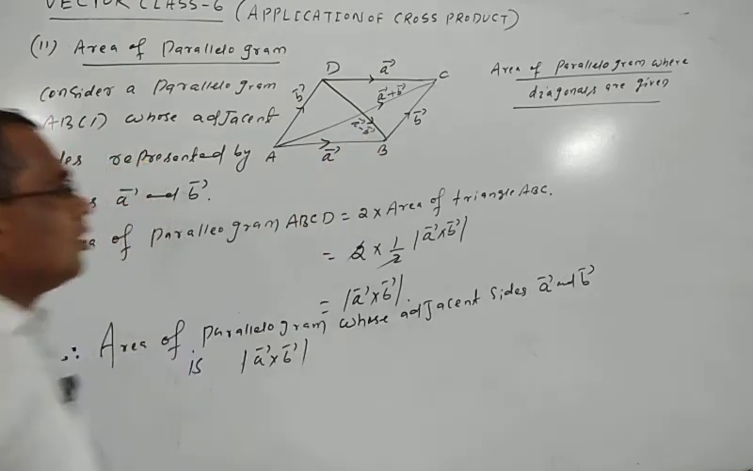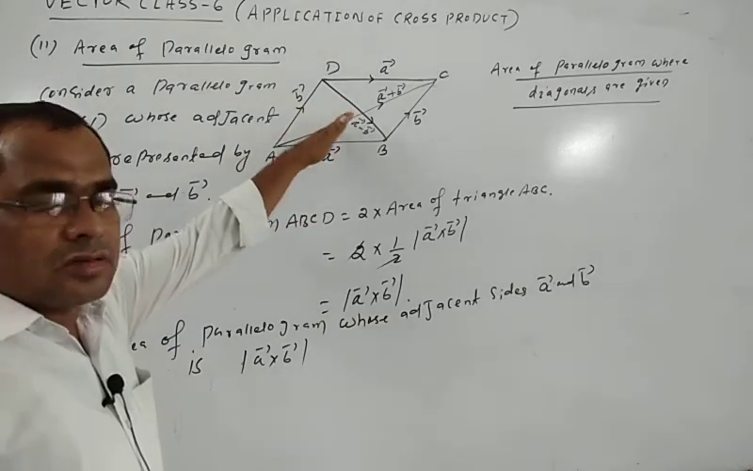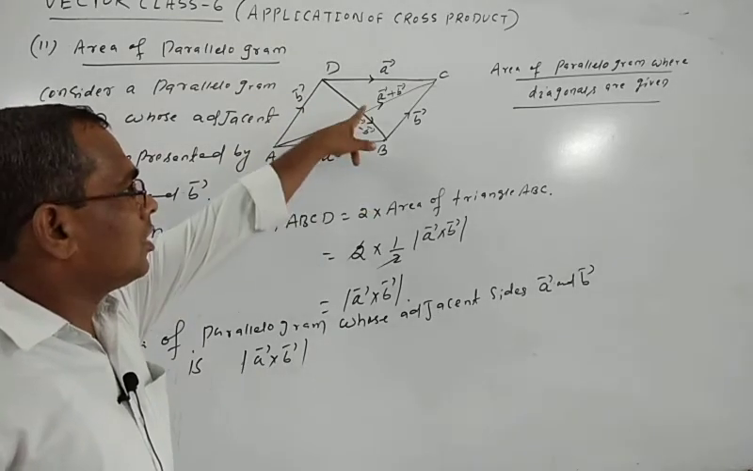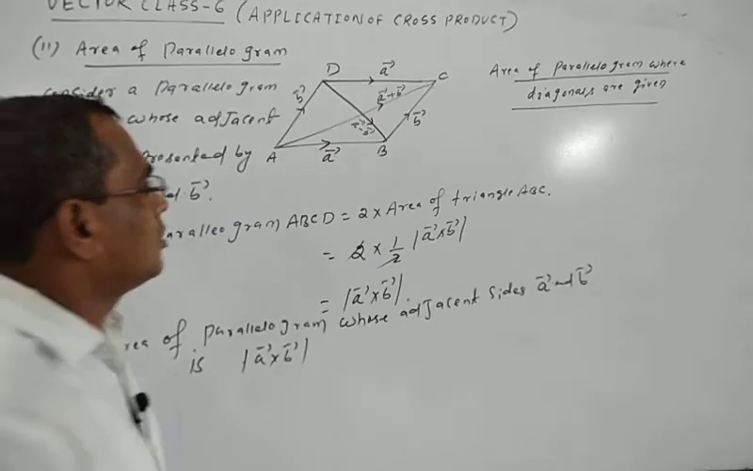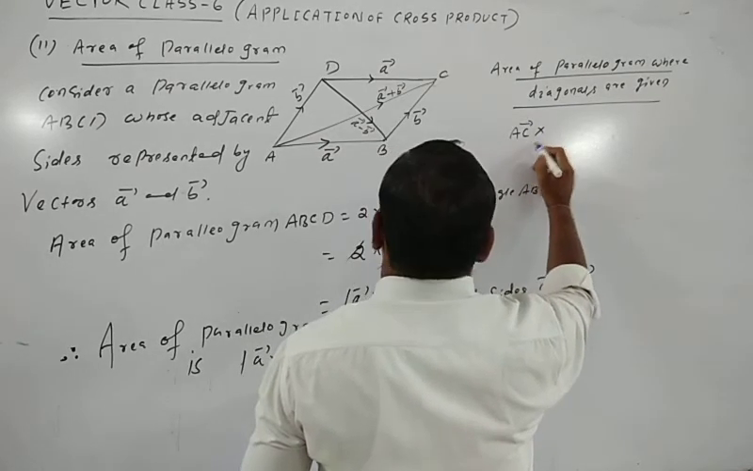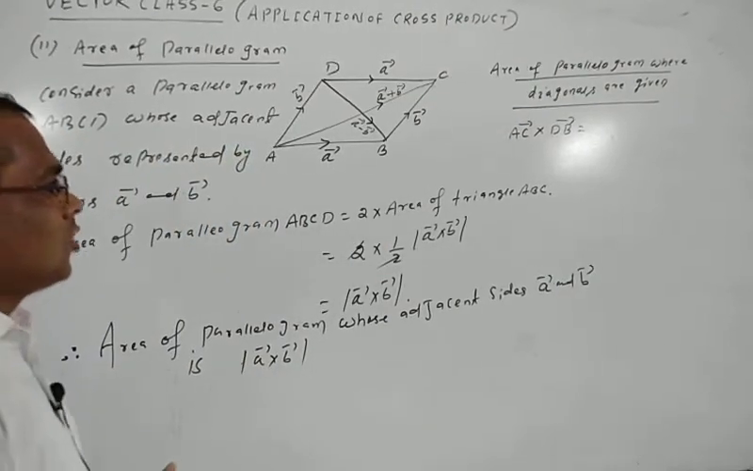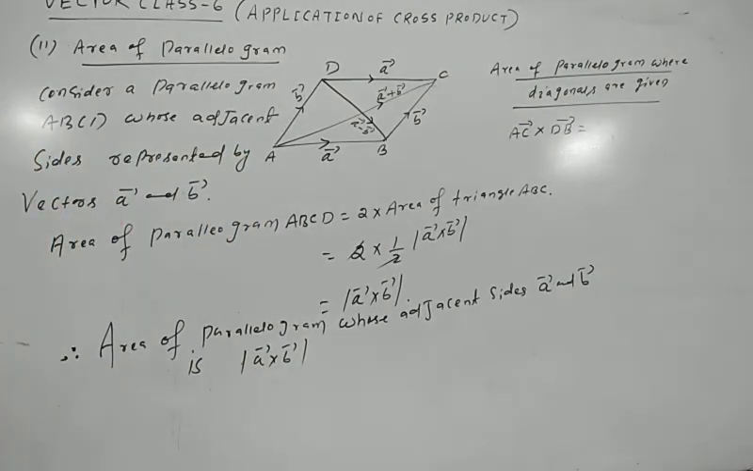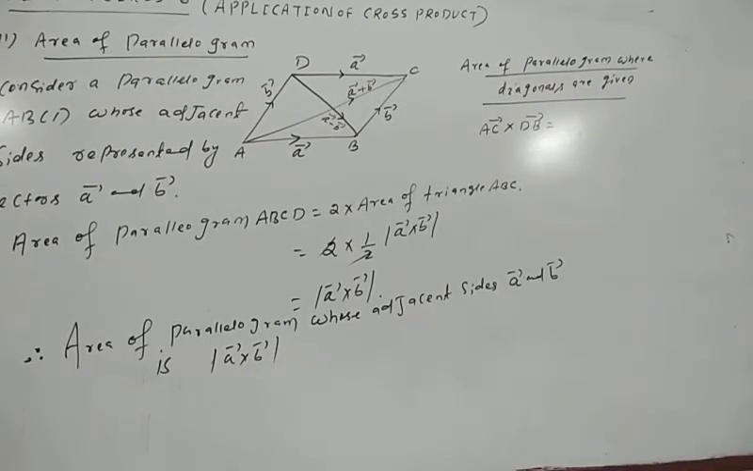Okay, in a parallelogram the diagonals are represented by the vector a plus b and the other diagonal will be a minus b. So clearly AC vector cross DB vector is equal to, what is AC vector? AC vector is equal to a vector plus b vector.